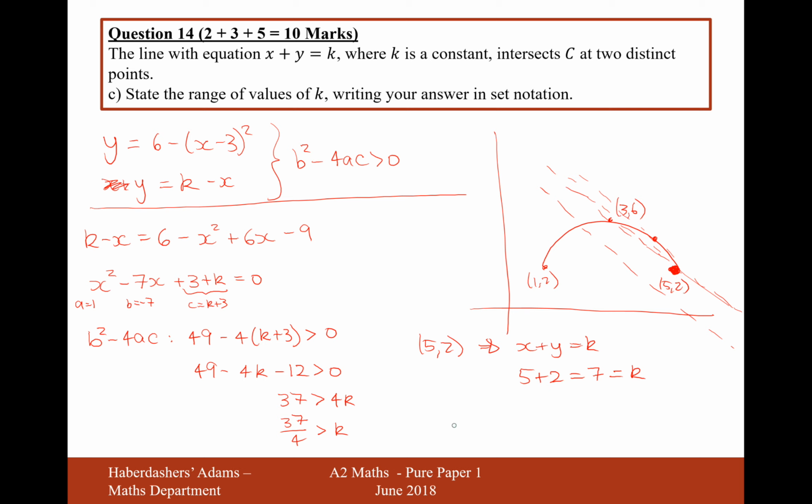It can be anywhere, so our final answer is anywhere in between 7. It could equal 7, but it can't be anything more than 37 over 4. Okay, so there we are. That's the final answer to this problem here. K has to be bounded in between 7 and 37 over 4. So there we are. That's the answer for 5 marks there, finish showing off question C.